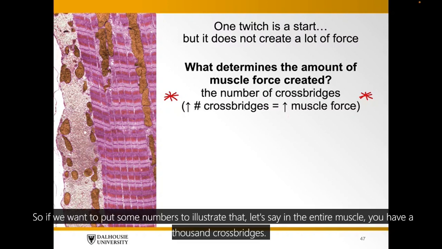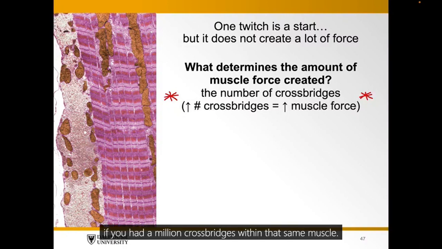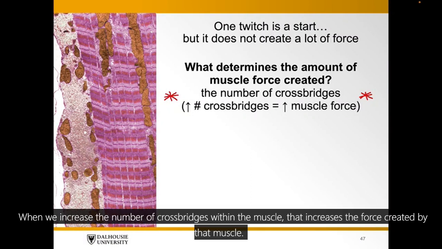So if we want to put some numbers to illustrate that, let's say in the entire muscle, you have 1,000 cross bridges. That creates less force than if you had 1,000,000 cross bridges within that same muscle. So that's the first important message here. When we increase the number of cross bridges within the muscle, that increases the force created by that muscle.